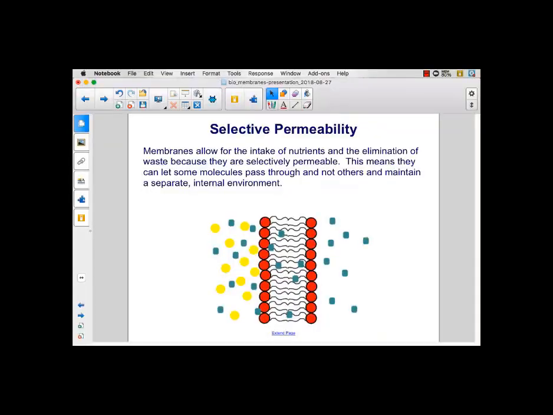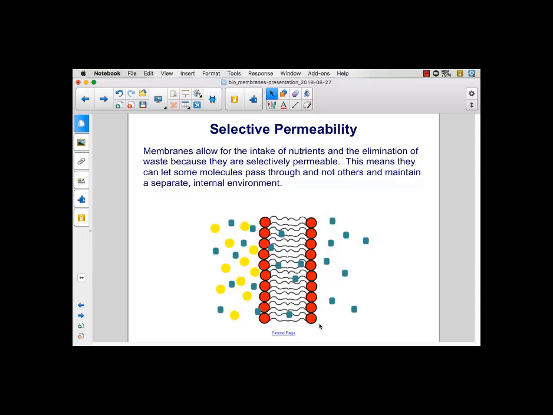Selective permeability. So these membranes that are formed allow for the intake of nutrients and the elimination of waste because they are selectively permeable. Permeable just means being able to pass. And if you're selectively permeable, it means that you select which things are allowed to pass and which are not allowed to pass. So this means that they can let some molecules pass through and not others. And this maintains a separate internal environment.